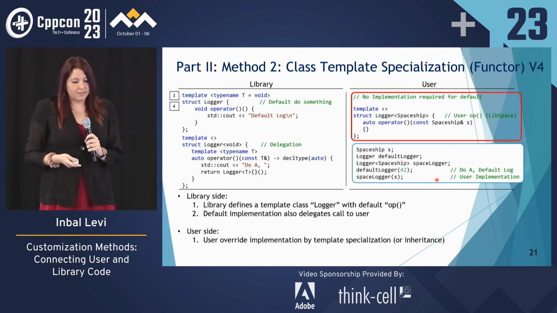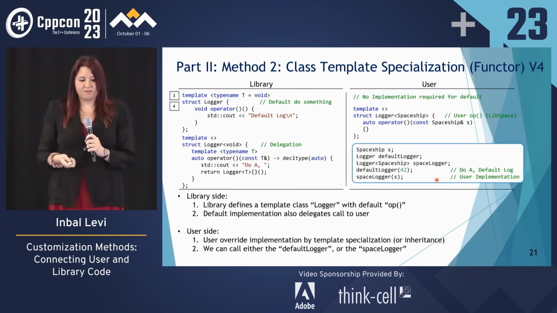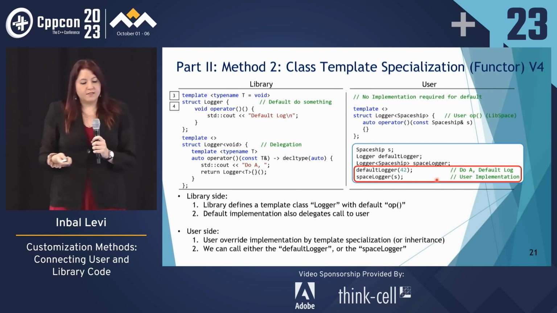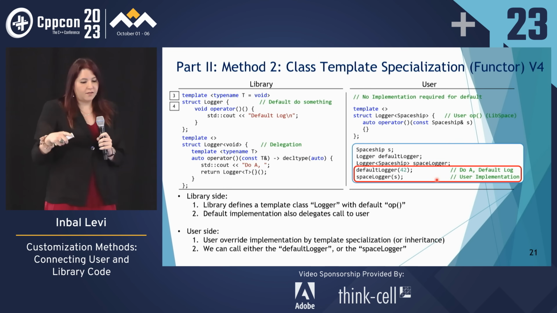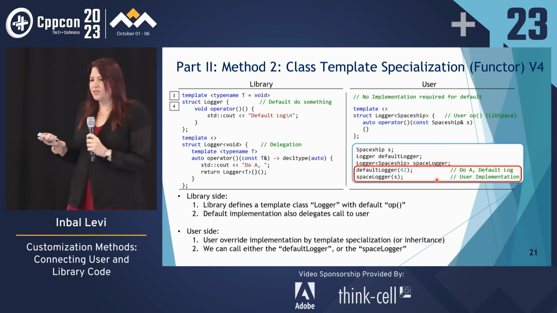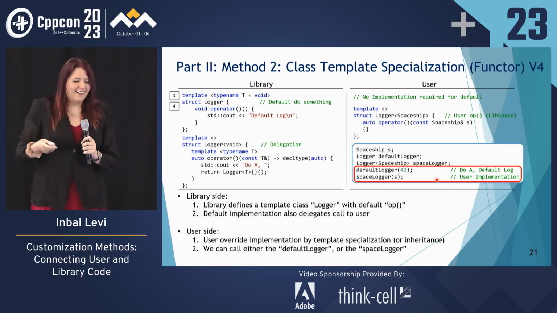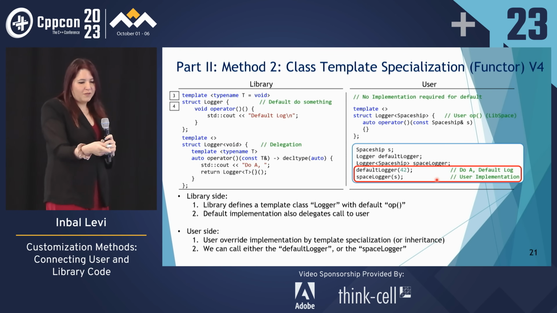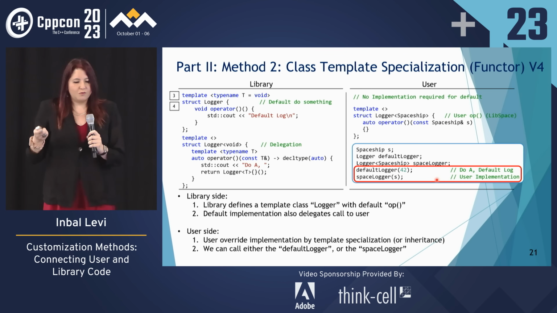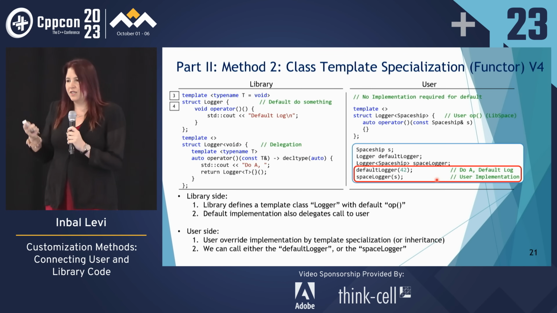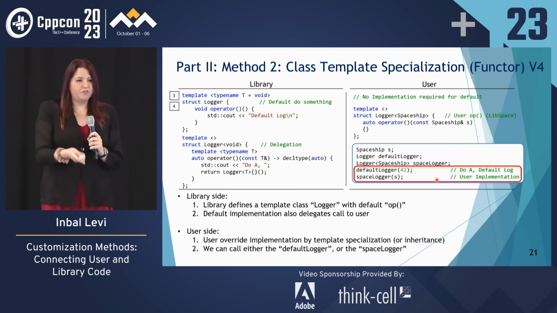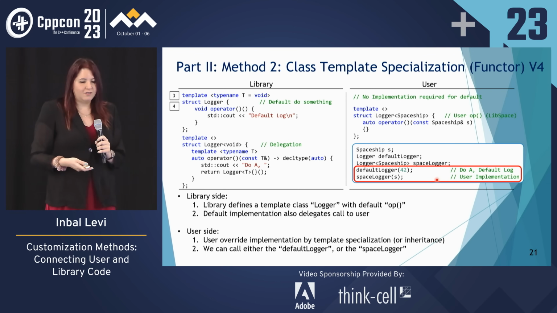So again, template specialization, but a different behavior. And now we can actually instantiate the two different things. We can create a default logger with int that, it's not a user type, it's just int. It doesn't comply to this interface. And we have a space logger, which is the user implementation, and we can use both of them. And we provided this functionality of logging for different types of users.